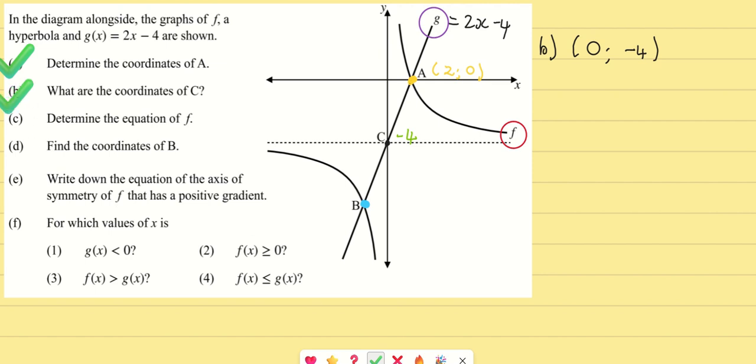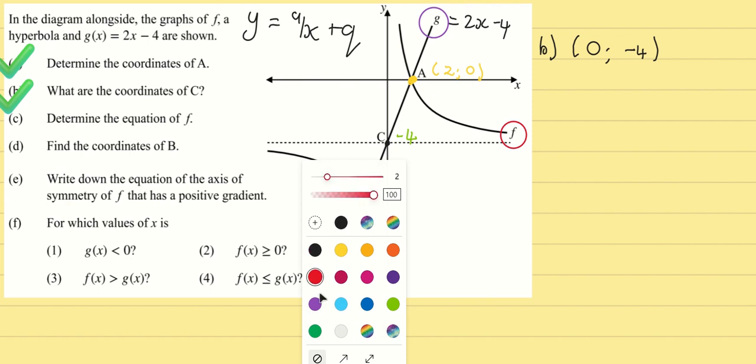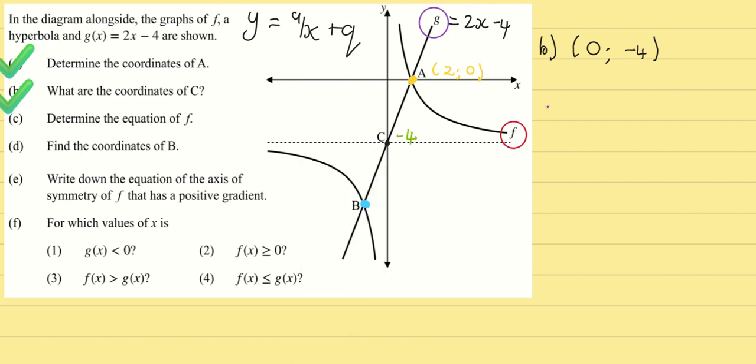The next question is to determine the equation of f. Now in the beginning, and I've erased it now, we wrote down the general or standard form for a hyperbola, which was y is equal to a over x plus q, right? And so now we want to find the equation of our red graph, which is our f function, okay? And so if we take the equation y is equal to a over x plus q, we just start filling in what we can, right? So what was given to us earlier was this little asymptote of our hyperbola, and so now the equation would be y is equal to a over x minus 4.